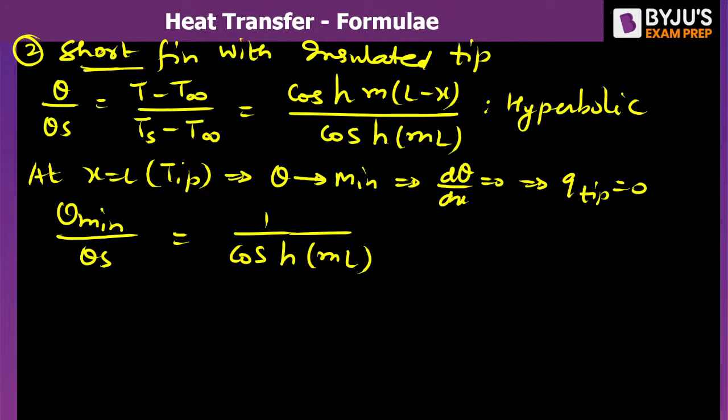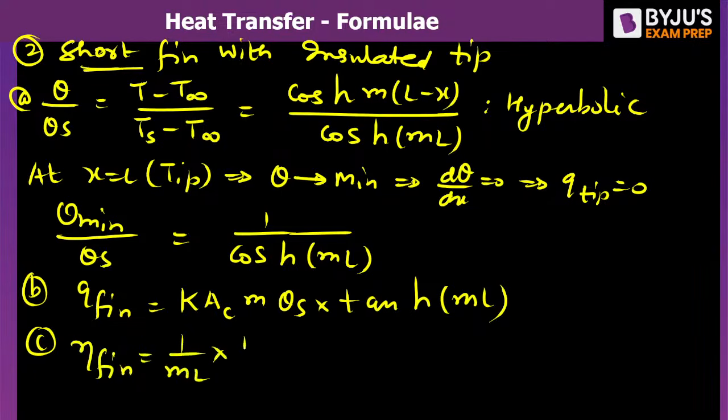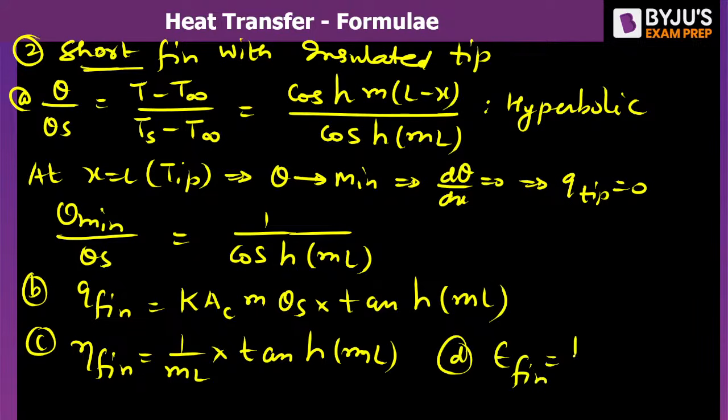And we can write Q fin is equal to k A m theta s into tanh of mL. The efficiency of the fin is equal to 1 upon mL into tanh of mL, and the next formula, effectiveness of the fin, is equal to km by h into tanh of mL. These will be the formulas for short fin with insulated tip.